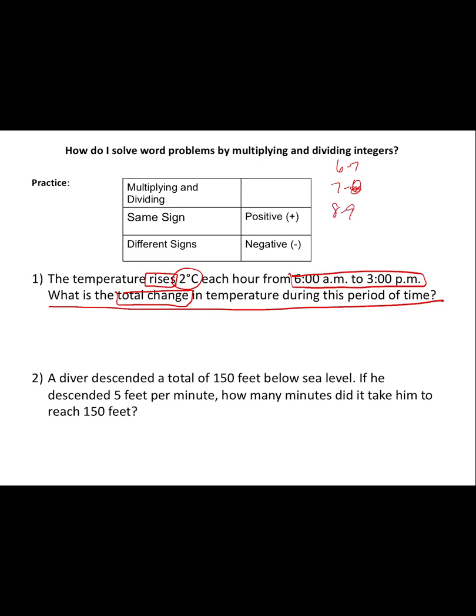We need to figure out how many hours that actually is. From 6 to 7 is 1 hour, 7 to 8, 8 to 9, 9 to 10, 10 to 11, 11 to 12, 12 to 1, 1 to 2, 2 to 3. So we have 1, 2, 3, 4, 5, 6, 7, 8, 9 hours. The temperature is rising 2 degrees each hour over the course of 9 hours, and we need to figure out the total change. So that's going to be multiplication. 2 times 9 gives us 18 degrees. So what is the total change in temperature during this period of time? It is 18 degrees.